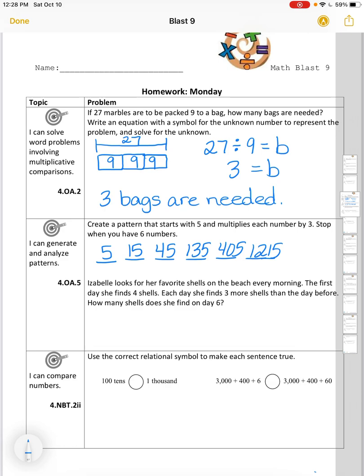So let's go ahead and say on day 1 she finds 4 shells. And we're looking for day 6. So this will be day 2, 3, 4, 5, and 6. All right, now each day she finds 3 more shells than the day before. So day 2 would be 7 shells, plus 3 gives us 10 on day 3, plus 3 will give us 13, plus 3 is 16, plus 3 is 19. So Isabel finds 19 shells on day 6.